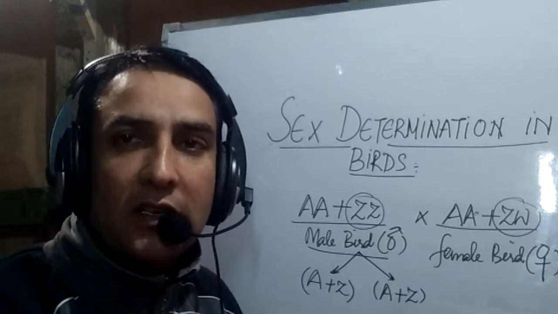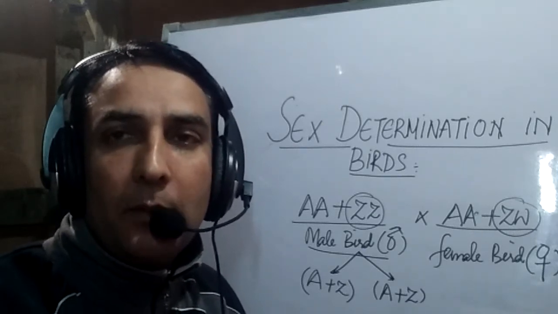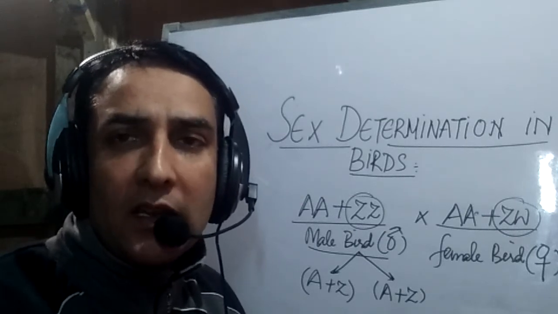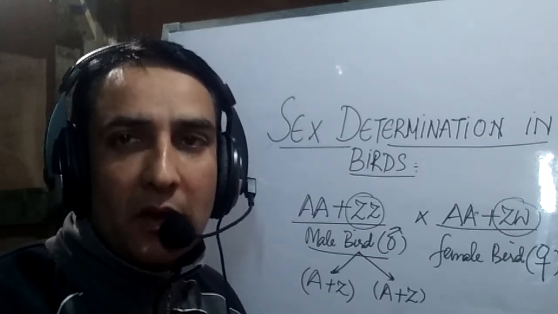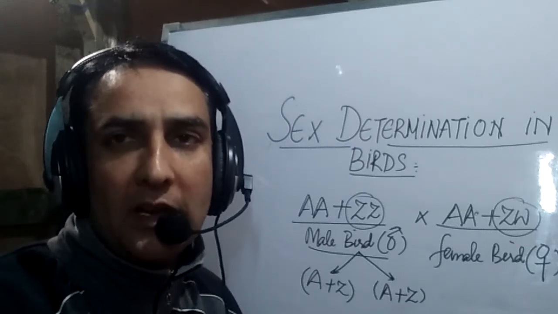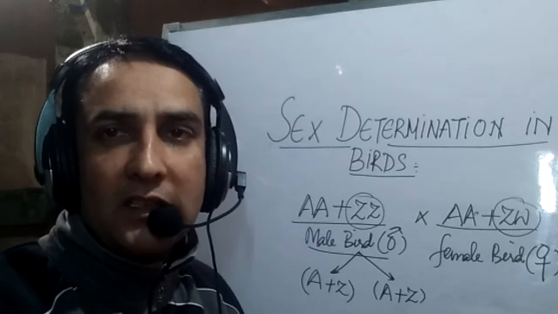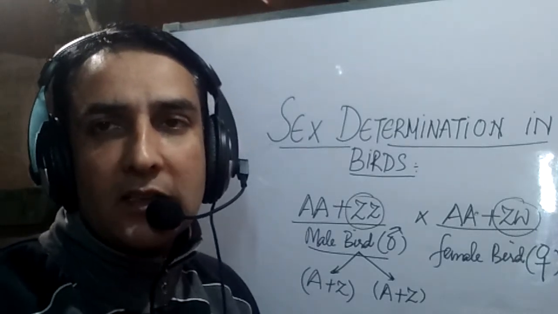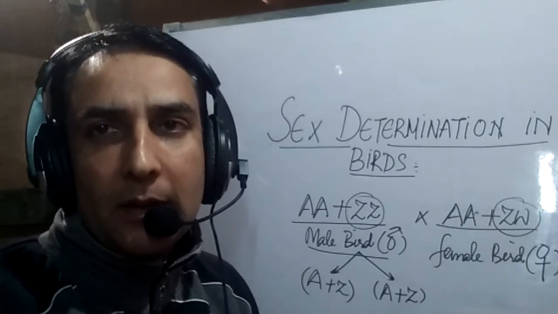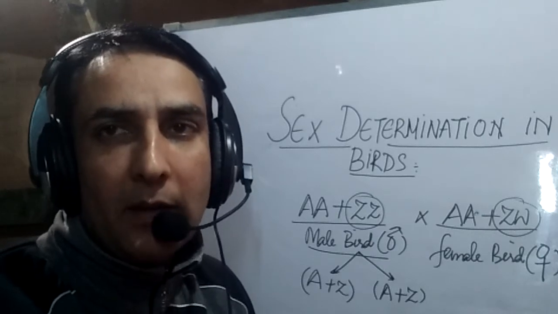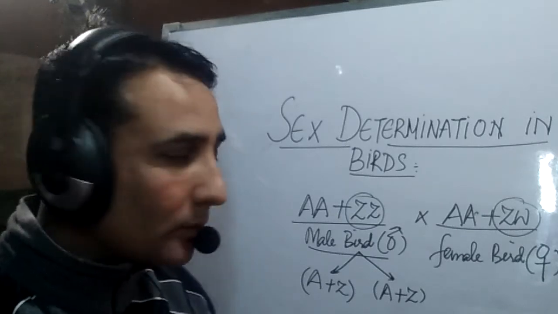Again, this situation is reversed to that of the males in mammals. In mammals, the males form two types of sperms, the androsperm A plus Y and the gynosperm A plus X. But birds form only a single type of sperm, that's A plus Z and A plus Z. That is, the males show monogamety in birds, whereas the mammalian males show digamety.